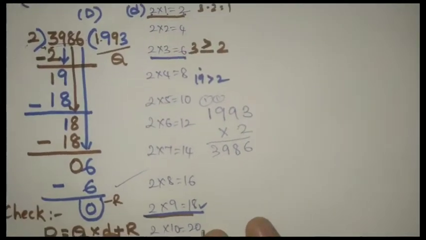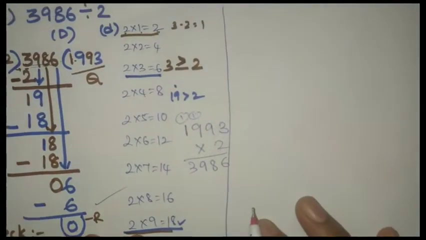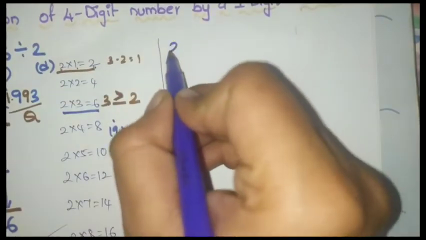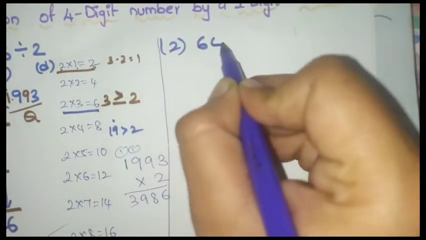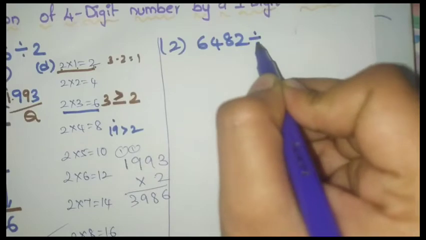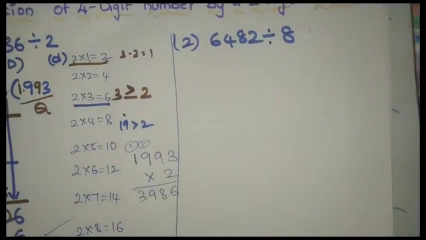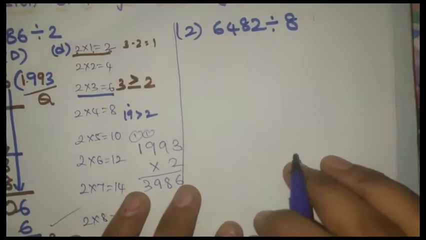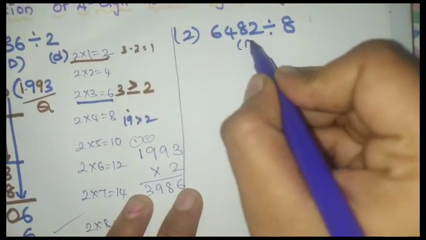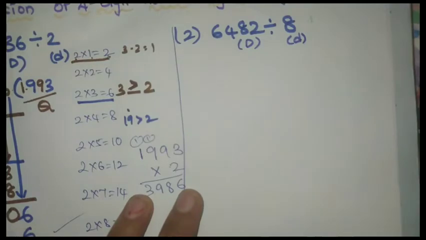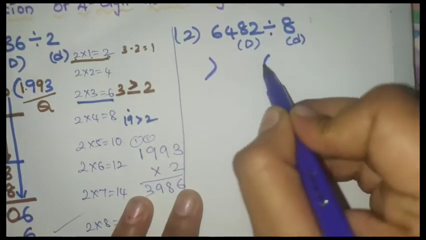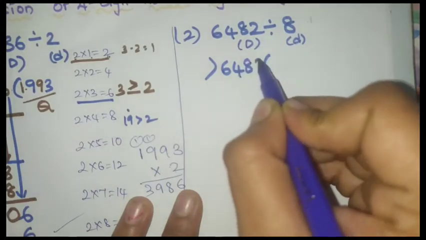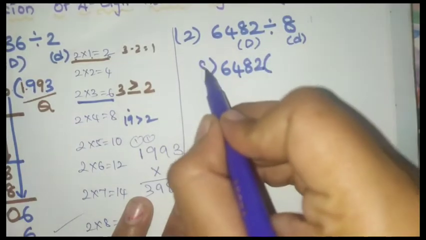Now I will explain one more example. Look here. Second, 6482 divided by 8. Now we'll write, this is the capital D and this is the small d. Now we'll do division. We'll write the dividend 6482 here, and we'll write this 8 here.